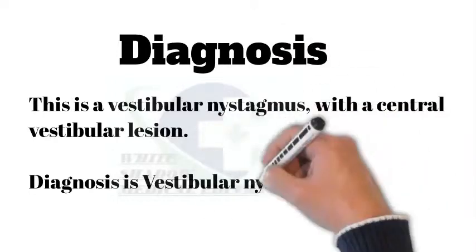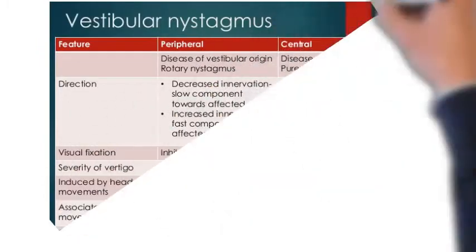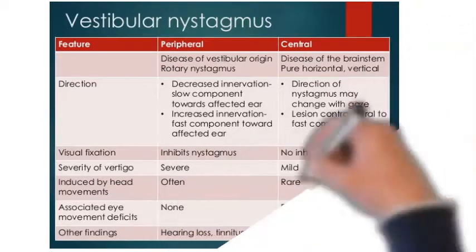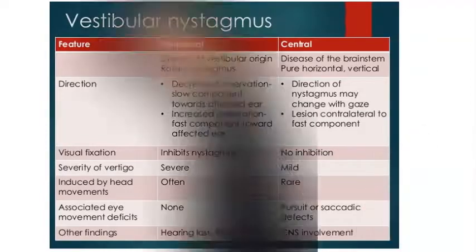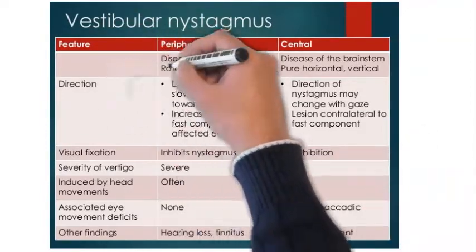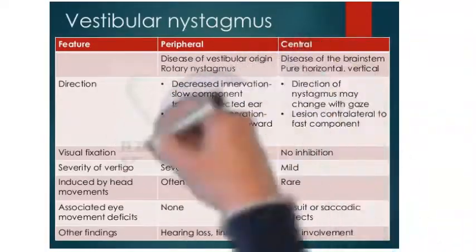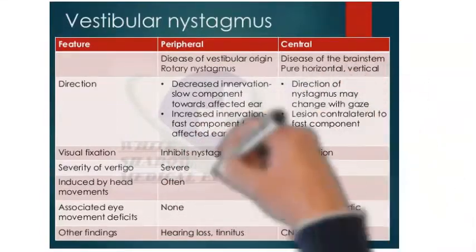Diagnosis is vestibular nystagmus. Clinical discussions. Vestibular nystagmus can be peripheral or central. Peripheral vestibular nystagmus can be mixed, horizontal rotatory, or purely horizontal, but never vertical. Central vestibular nystagmus can be horizontal, vertical, rotatory, or mixed. Peripheral vestibular nystagmus is always unidirectional, and the fast component is away from the side of the lesion.